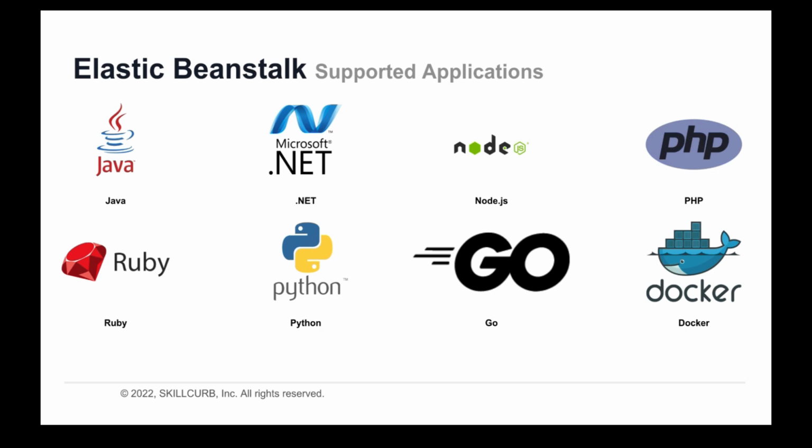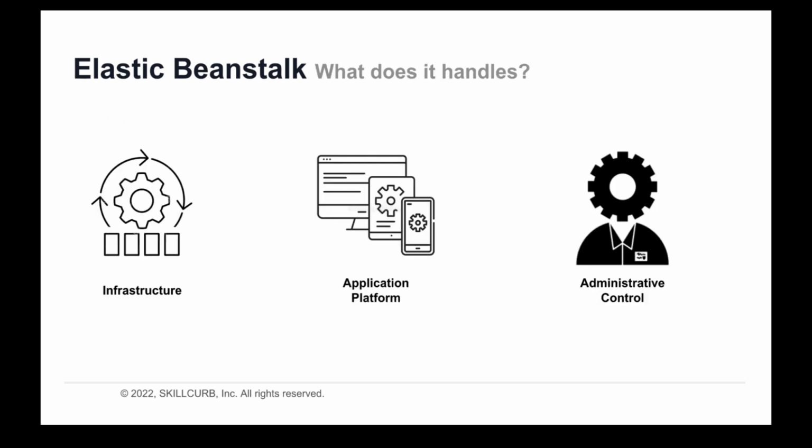and Docker. So it can be said that Elastic Beanstalk handles the provisioning of your infrastructure, including load balancing, auto-scaling, and application health monitoring. It also takes care of the application platform needed to run your code, including the installation and management of your application stack, as well as patching and updates to your operating system and the application platform.